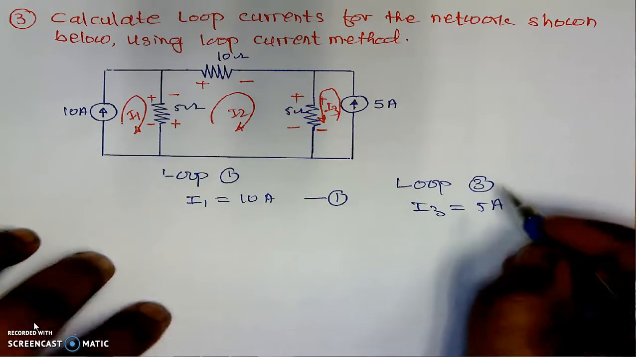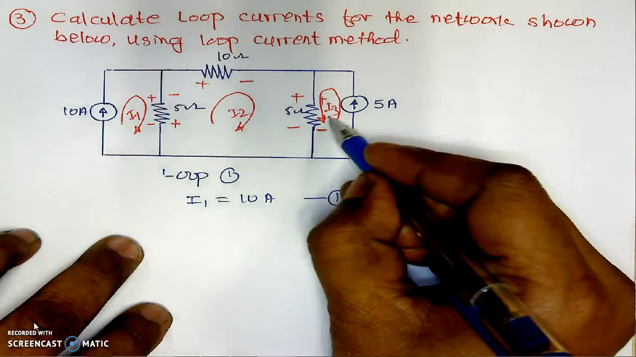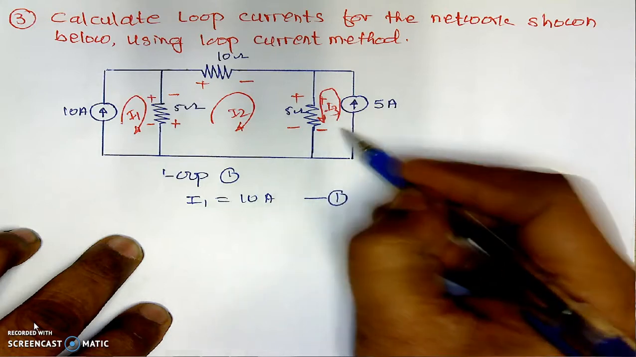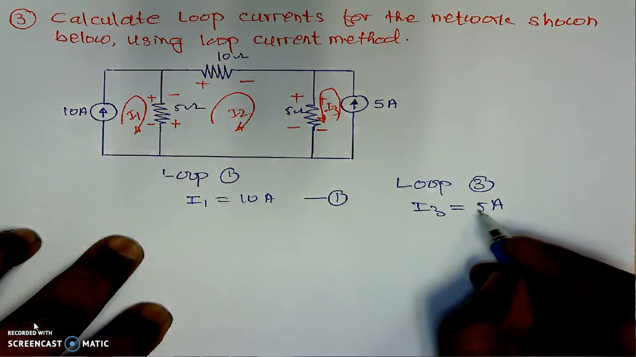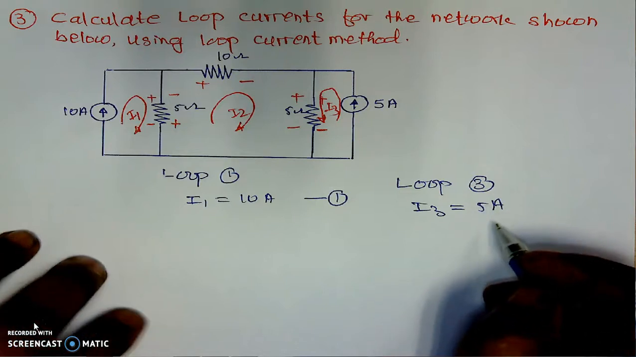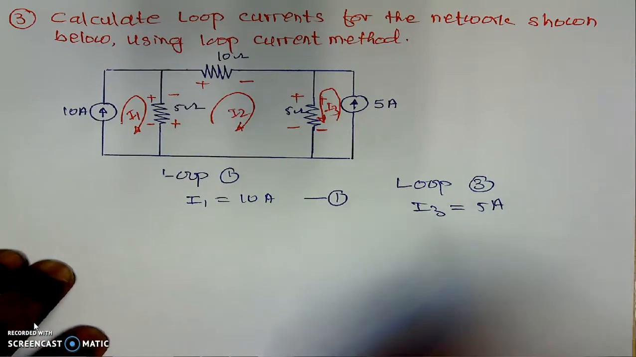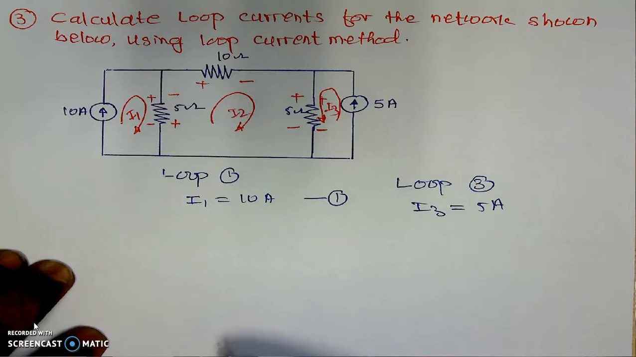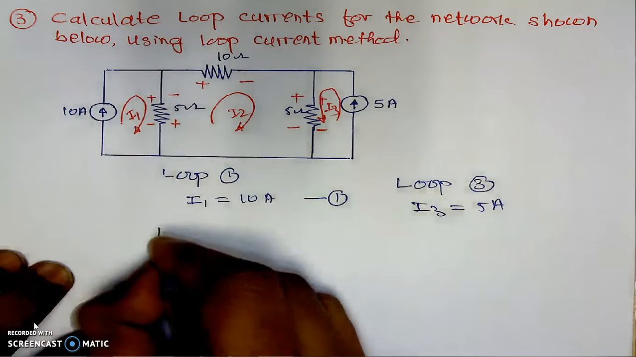Now what is the case? If we had taken the direction of I3 as clockwise, in that case we would have to take this value as minus 5 amperes. That's it, otherwise not required. Now here we have two equations. We want a third equation. For that we will apply KVL to loop number 2.